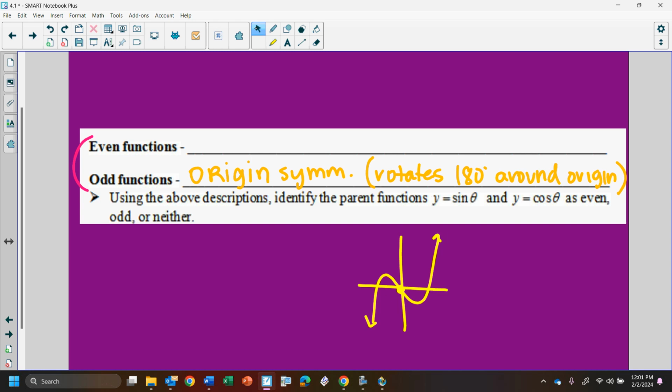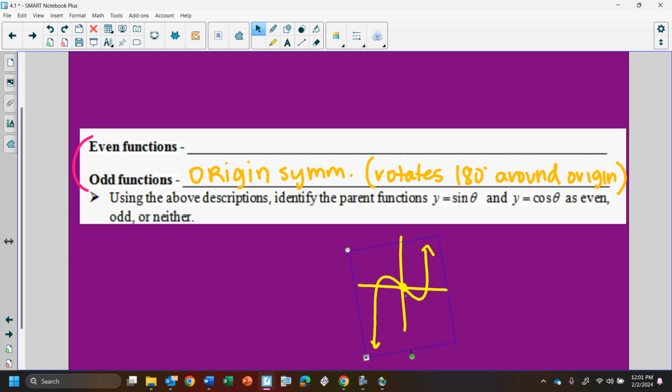My pictures are never perfect, but the idea is if you take your picture and rotate it 180 degrees, again, my pictures are always terrible, it should be exactly what you started with. Okay, that's what origin symmetry means. You rotate 180 degrees and you get the exact same picture you started with. Cool? Good job. That's the one most people don't remember.